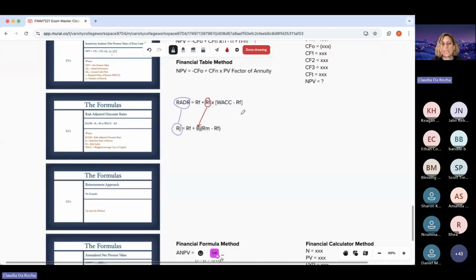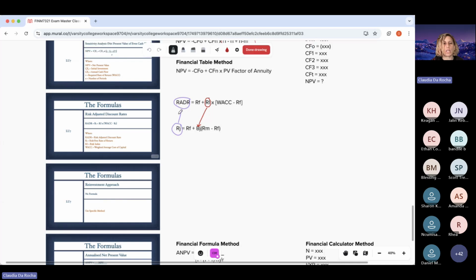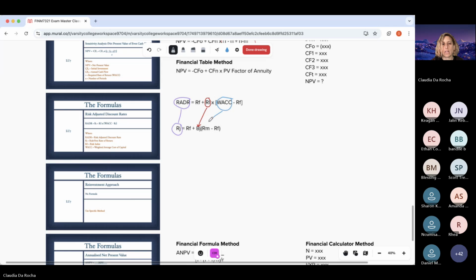Okay. And then we use WACC here instead of the market return, because we want it specific to a company and the company's risk. So WACC is used instead of the market return. We want to make sure it's company specific and risk specific. That's what's very critical here. It's risk specific.